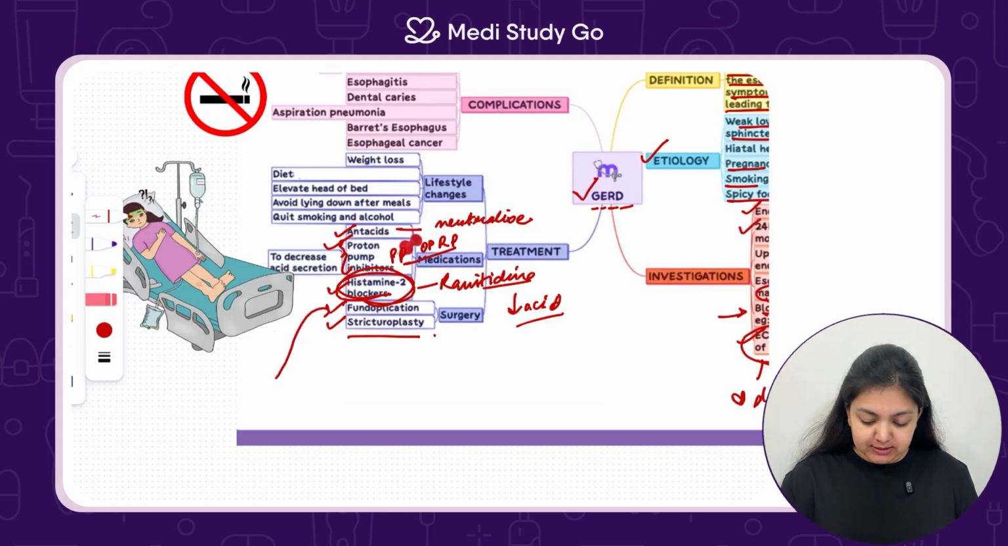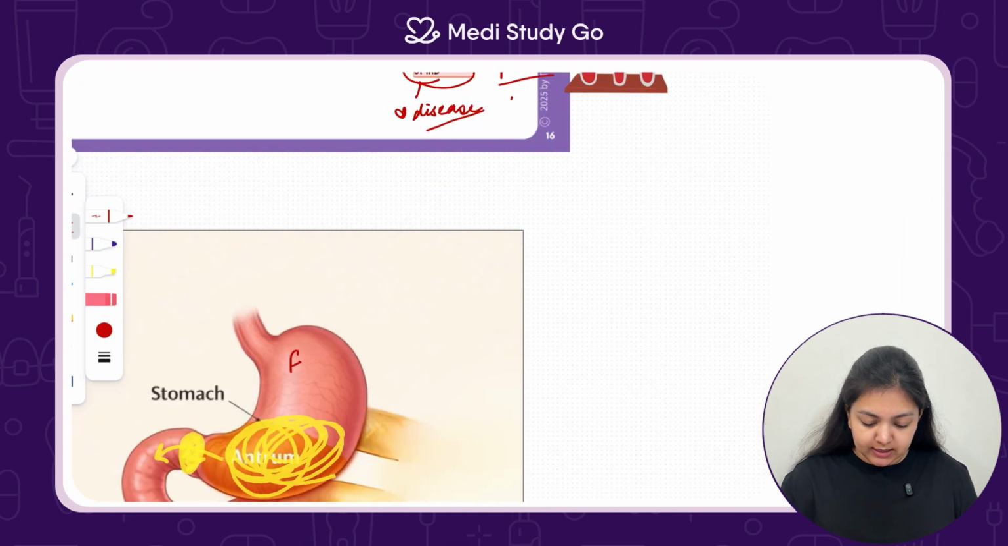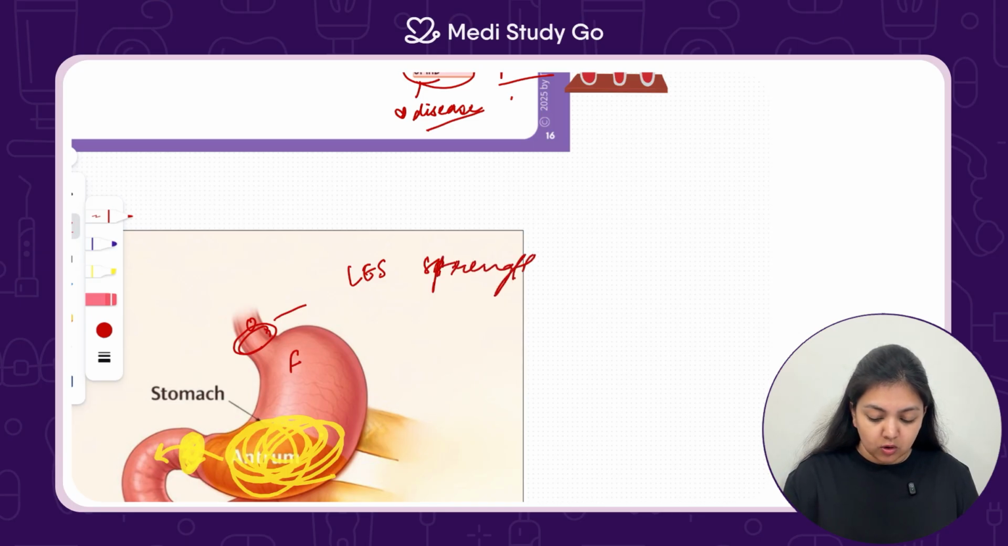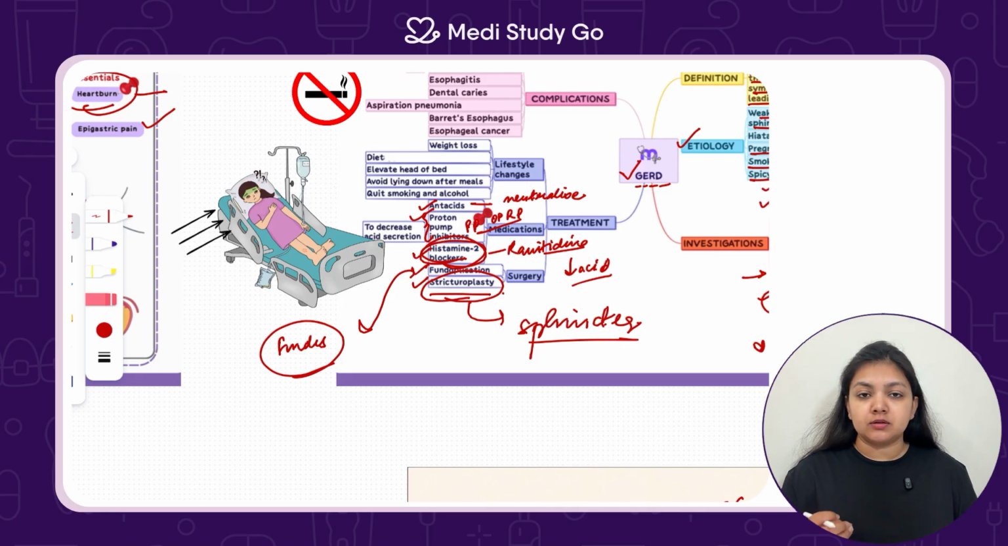So fundoplication is something wherein the fundus of the stomach is wrapped around the esophagus. So this is the fundus part of stomach and this is the esophagus. So some part of this is wrapped around so that the lower esophageal sphincter gets a bit strengthened and it doesn't cause any issues to cause GERD. Also, we can do some structuroplasty where the sphincter itself is treated and a sphincter is created so that the sphincter relaxes and contracts as it is required according to the intake of the food.